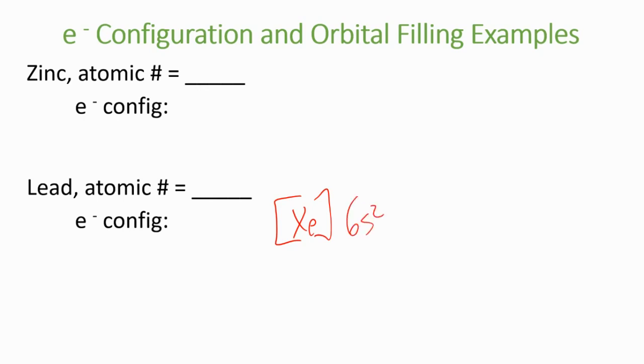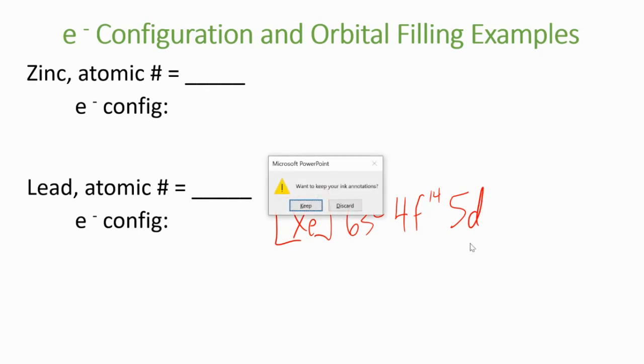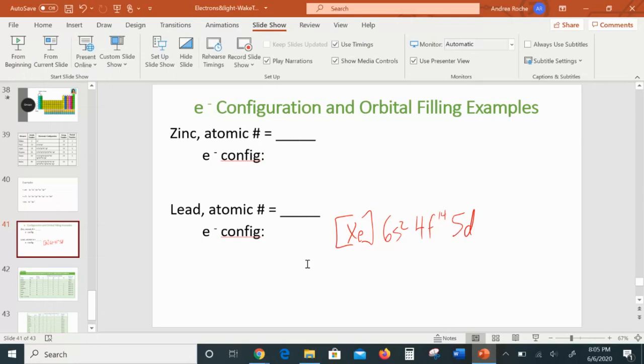And then we actually get into the F. And you won't ever need to know this for anything until you get really deep into chemistry, but that's going to be 4. It's 2 below the row you're in. And there's 14 in the F. And then I'm going to need to get through the D, which is 5. So it's 5d10, I think. Where was lead?